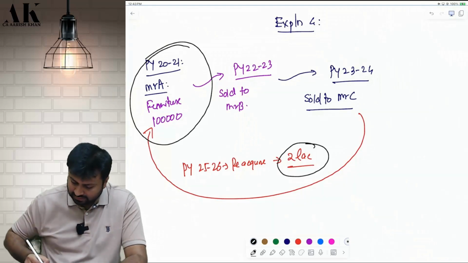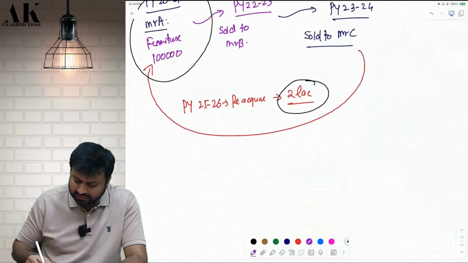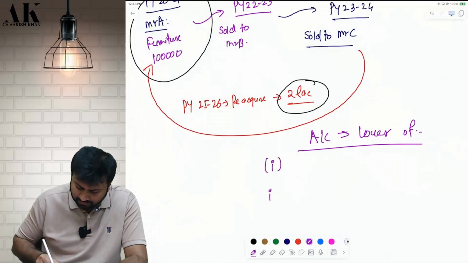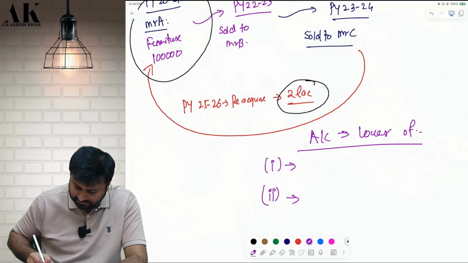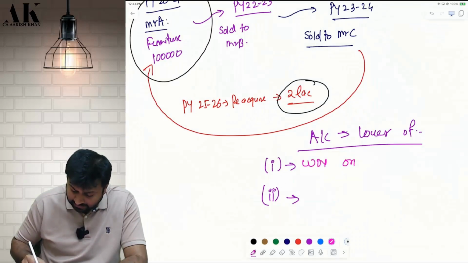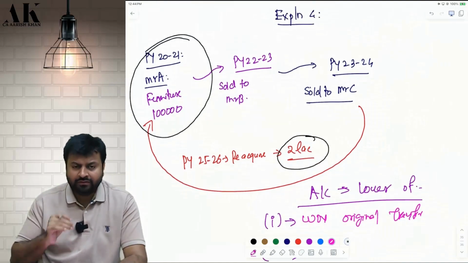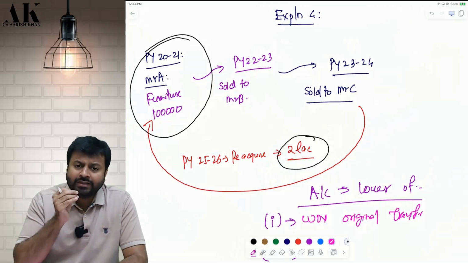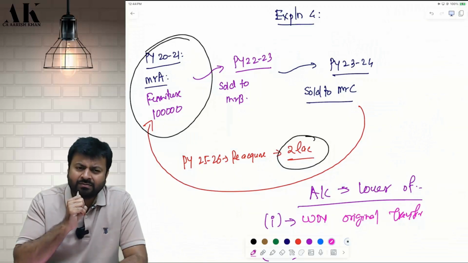And what does this explanation say? This explanation says that your actual cost will be the lower of 2 points. Point number 1: that is the WDV at the time of original transfer. When you originally transferred the asset, what was your WDV? Which WDV are they talking about? The WDV when you transferred to Mr. B, that is in 22-23. What was your WDV? Are you clear?